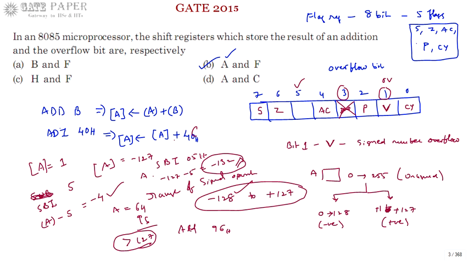Even though 8085 documentation doesn't contain an overflow bit, users of 8085 identified that bit 1 can be used as an overflow bit. That overflow bit is a part of the flag register. So the result of overflow is stored in the flag register. So the right answer is B for this question.